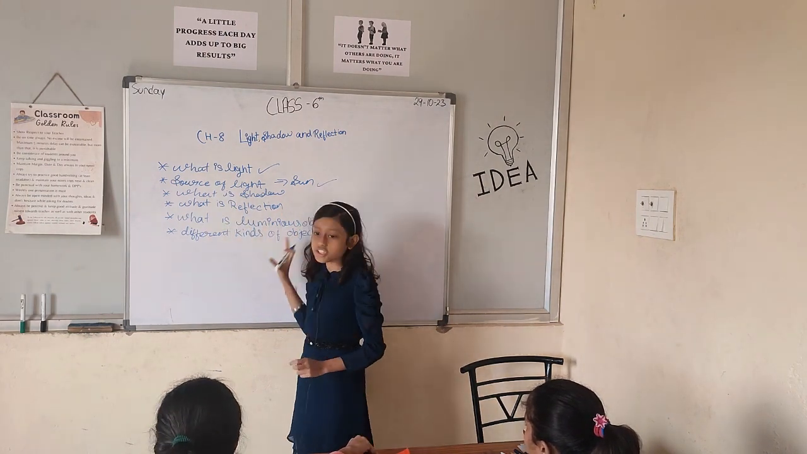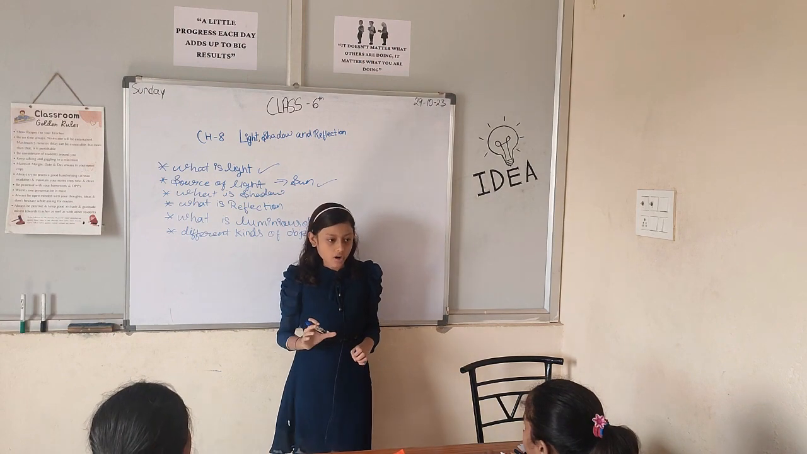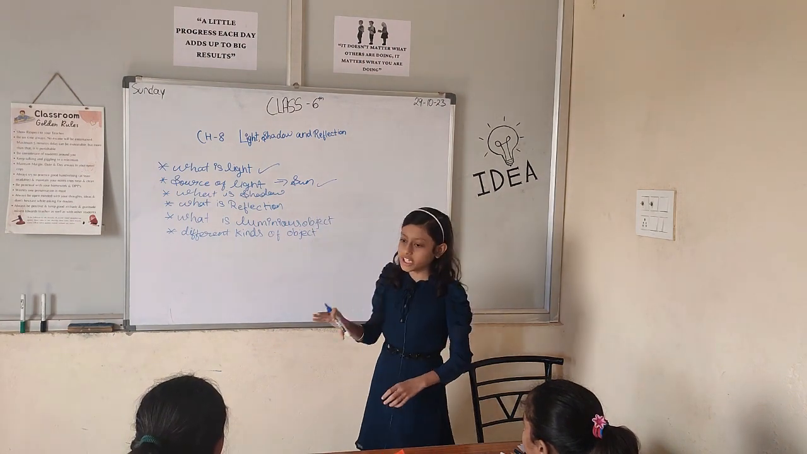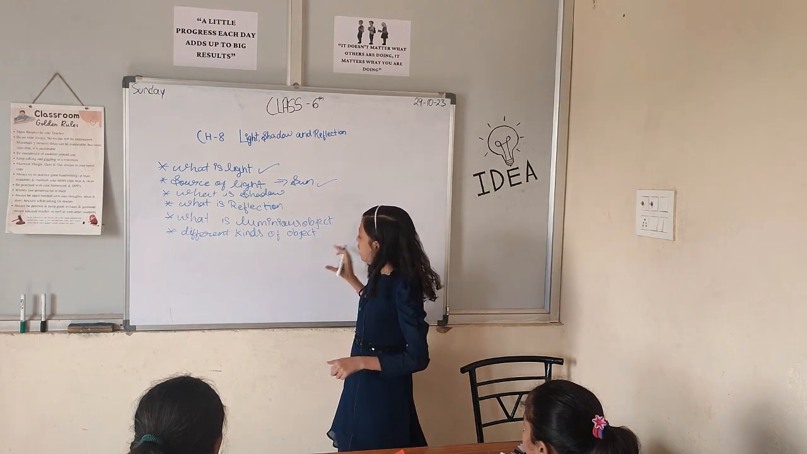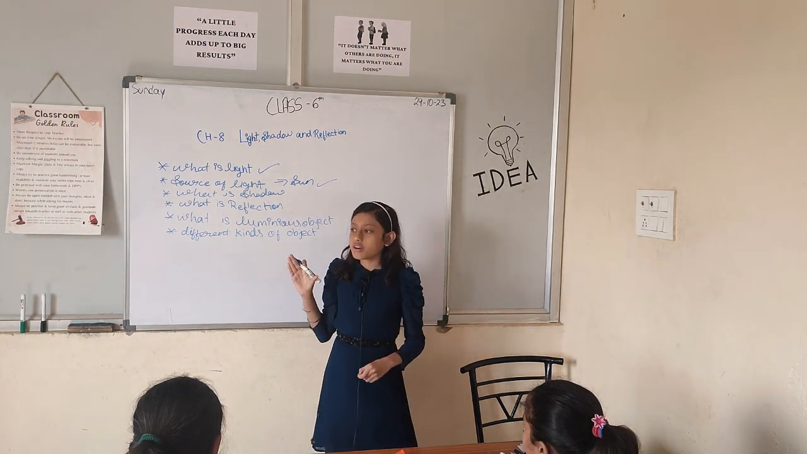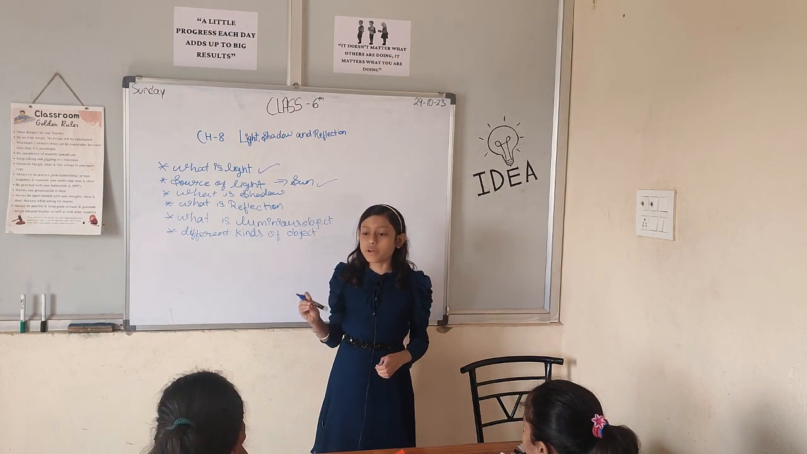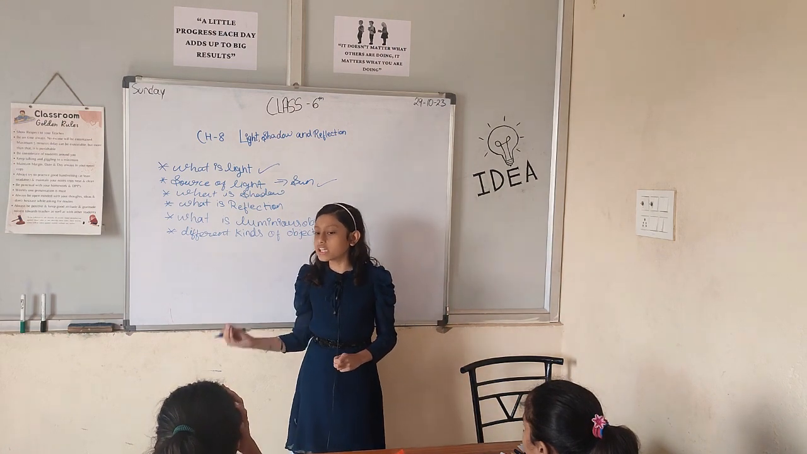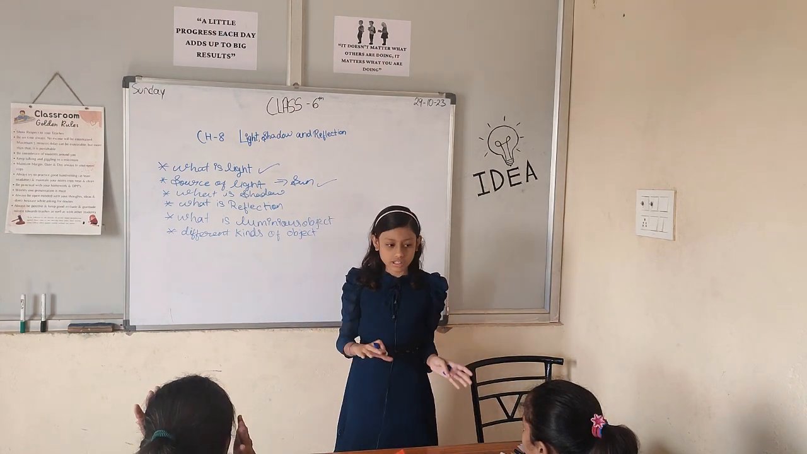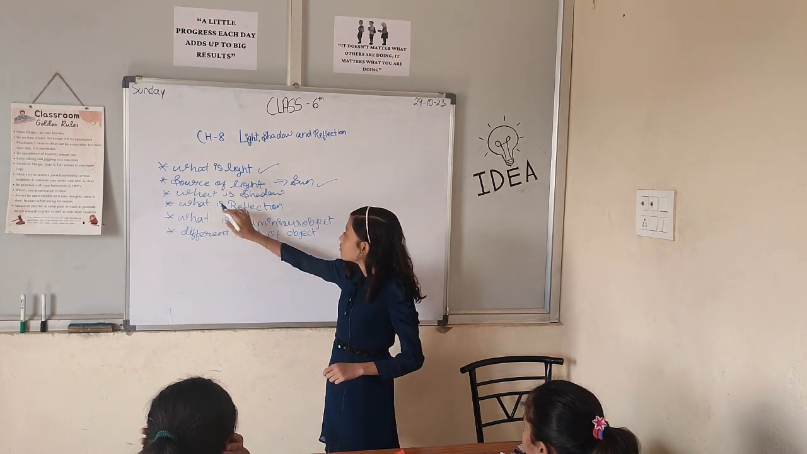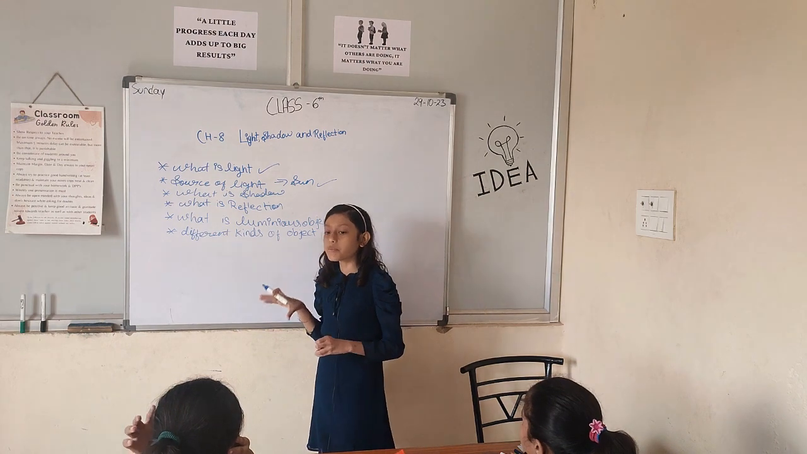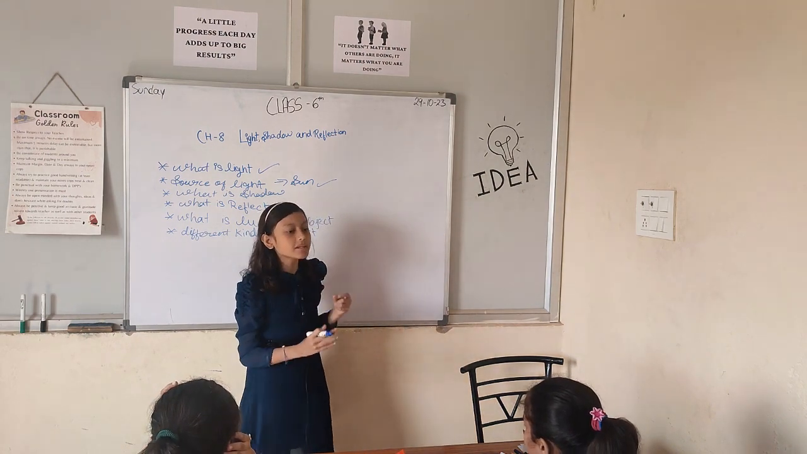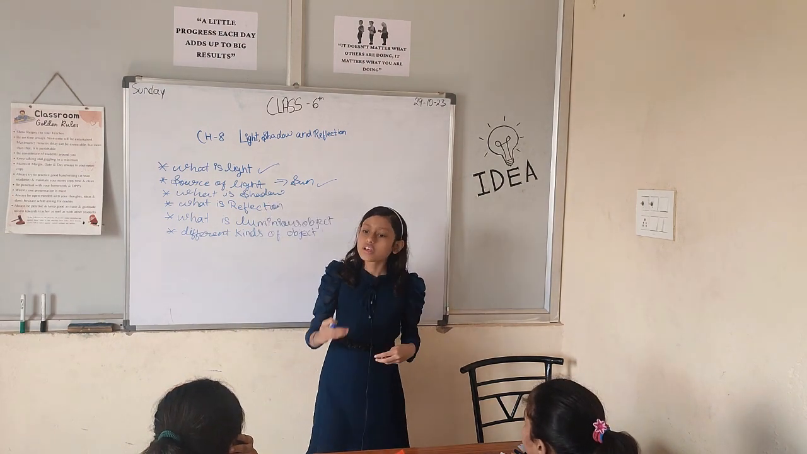So what is a shadow? When an opaque object comes in the path of light, it forms a shadow. When you are walking on the street at night, you can see your shadow clearly forming on the street. When you come in the path of light, being an opaque object, the shadow is formed.